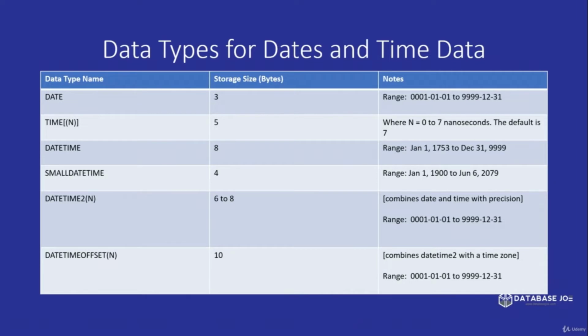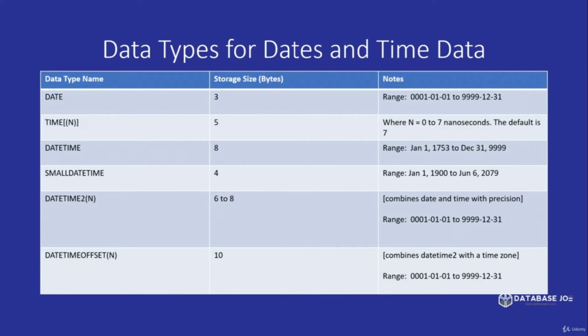For when you need to store date and time-based data, you have the following data types: date, time, datetime, smalldatetime, datetime2, and datetimeoffset. The date, as the name suggests, is used to store date-based data. Time defines a time of a day. The time is without time zone awareness and is based on a 24-hour clock.